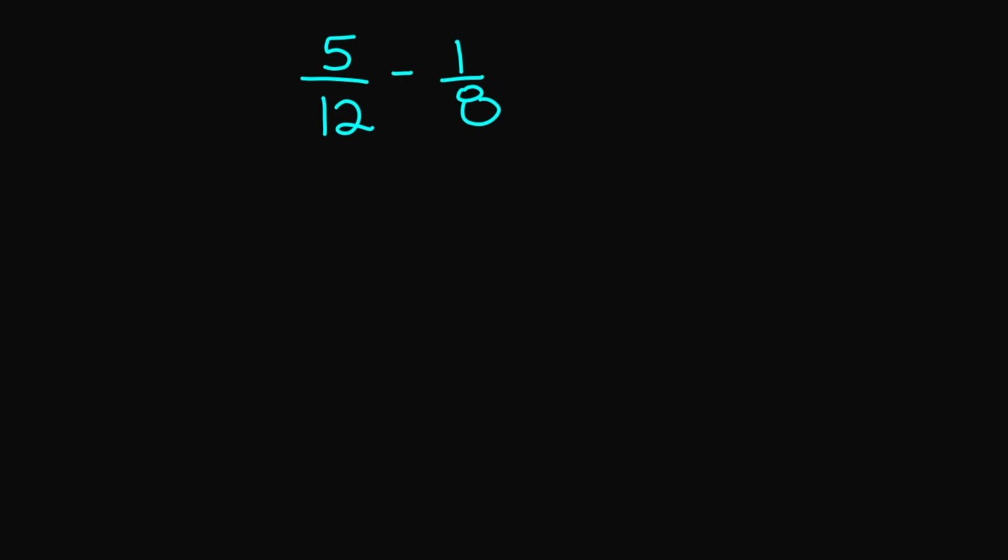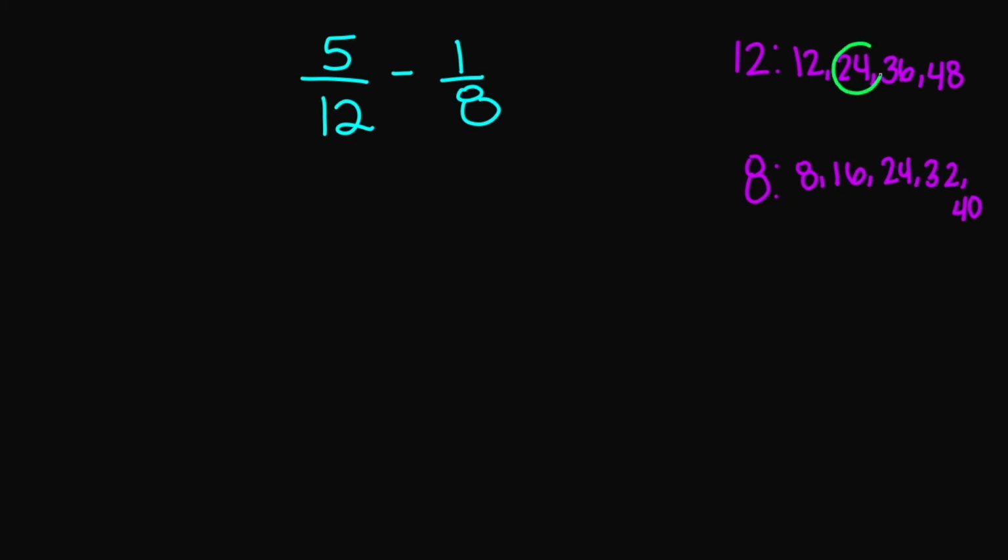5 over 12 minus 1 over 8. Notice here my denominators are not the same. So in this example, I need to find a common denominator. So I'm going to write my 12 here and my 8, and we're going to look for the multiples of 12 and 8. We have 12, 24, 36, and 48, and we'll stop here for now. And then for 8, we have 8, 16, 24, 32, and 40, and we'll stop here for now. The lowest common multiple between 12 and 8 is going to be the number 24.